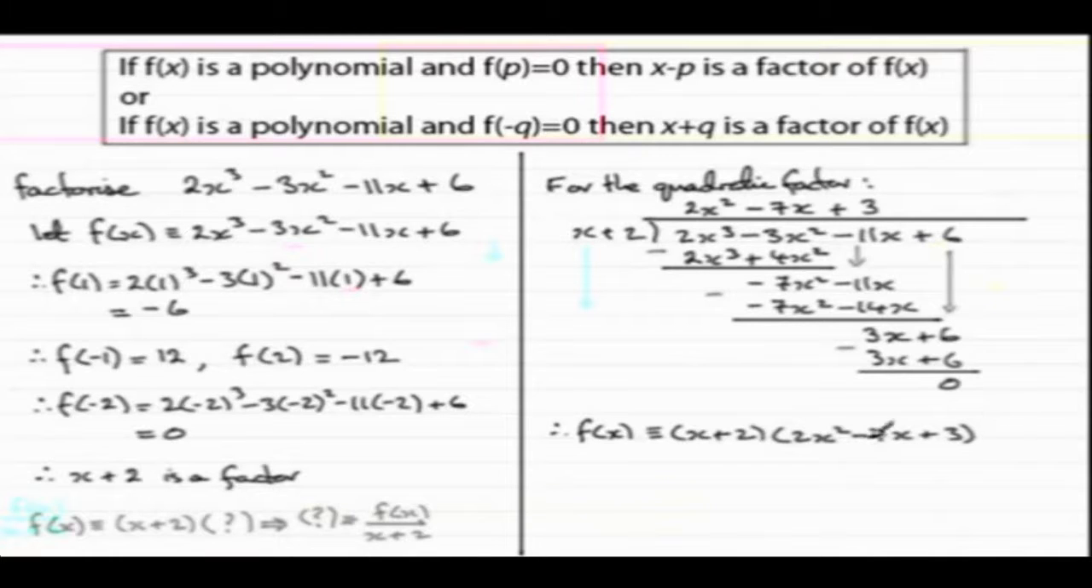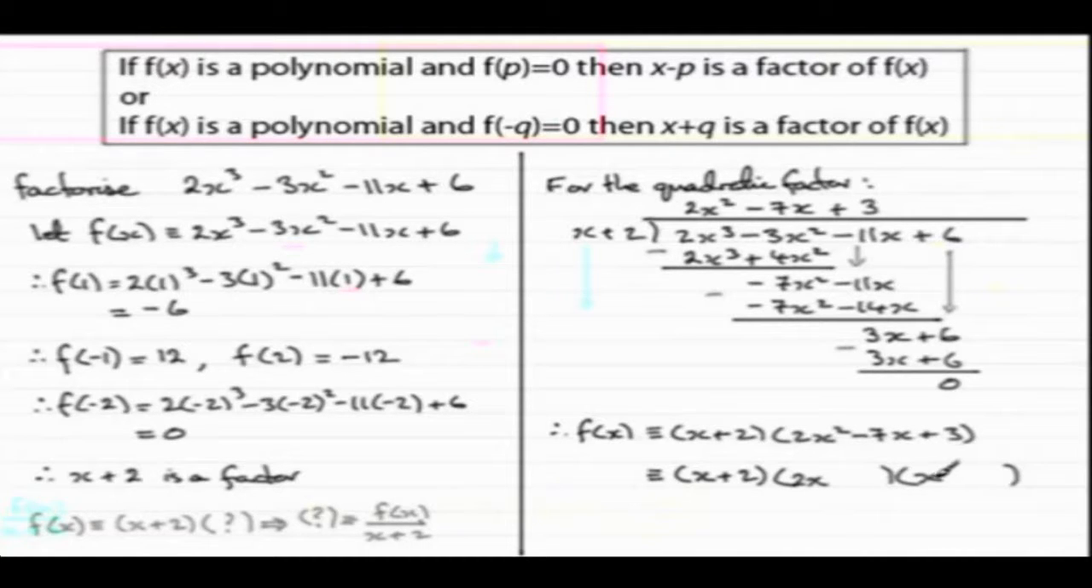And check out your quadratic factor. Quite often that quadratic factor factorizes again into two linear factors, and this one is no exception. It does. So we've got x plus 2, the first factor, and then this quadratic factor splits into two linear factors, and in the usual way just factorize it.